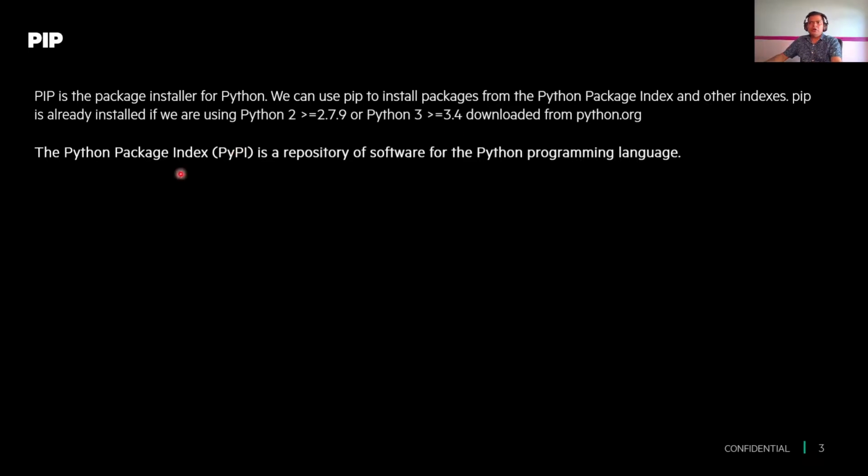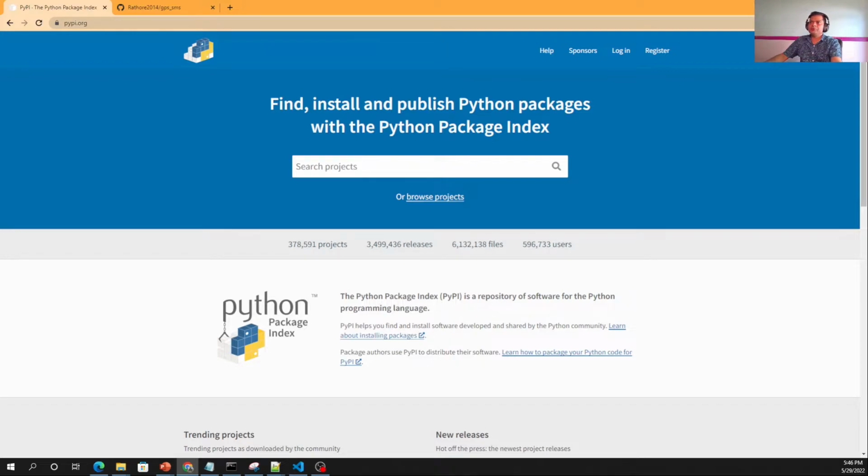Another term I want to make you familiar with is the Python Package Index. This is the repository where we share our code. If we have developed any package and we think that it can be used by someone, then maybe we can share it to the repo. And this is the page we were talking about. Whenever we say Python Package Index, we are talking about pypi.org.